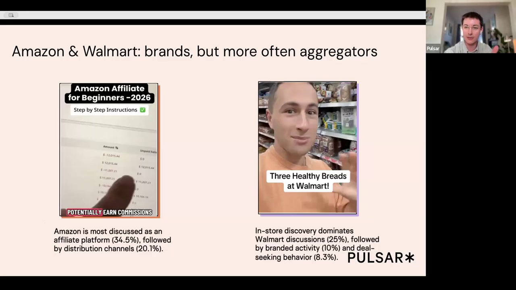Walmart is similar, as Davide showed us up top. They have a creator platform. These conversations, though, aren't necessarily about the affiliate platform. They're about branded activity, deal-seeking behavior. We can see here 3 healthy breads to try at Walmart, but also deal-seeking behavior as well, that cost-cutting behavior. So that's exactly why transcribing and analyzing video content at scale matters, because it's this nuance in what's being said about the brands, not just who's being mentioned. And I'll pass back over to Dahye.